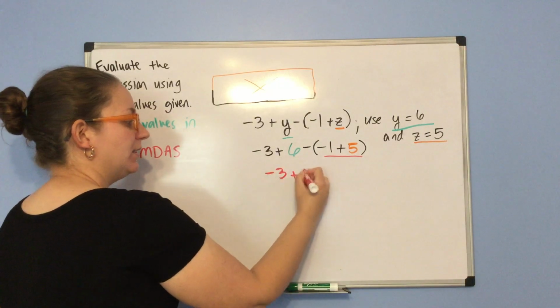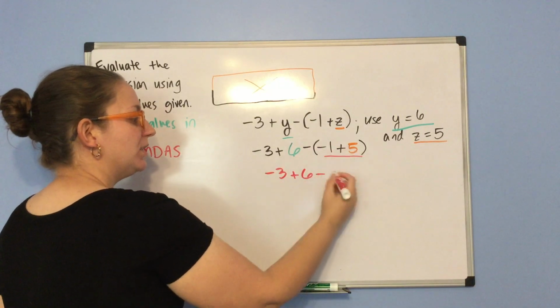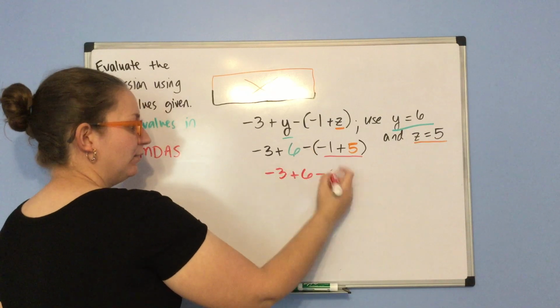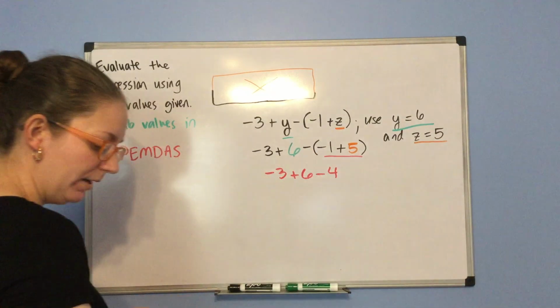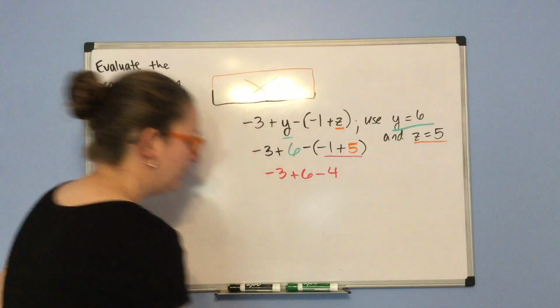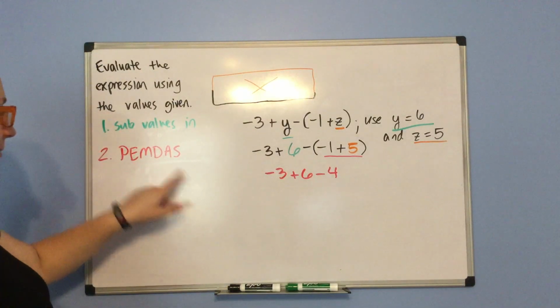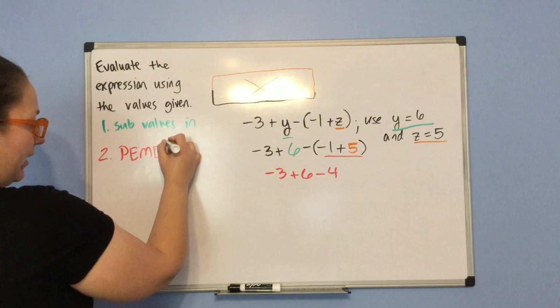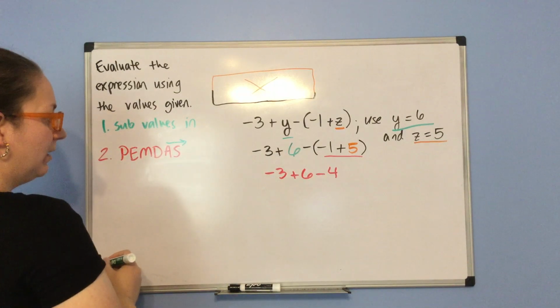Everything else is going to stay the same. -1 plus 5 is 4, but we have a minus sign in front of it, so that's going to end up looking like -4. All we're left with is addition and subtraction. Remember, for addition and subtraction, we do those in the order we see them, left to right.